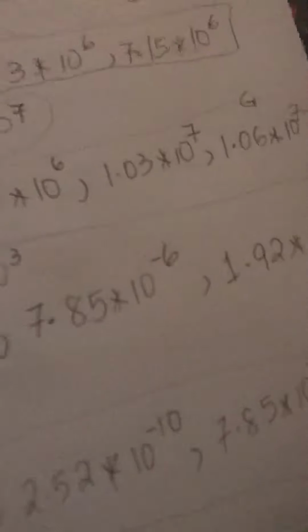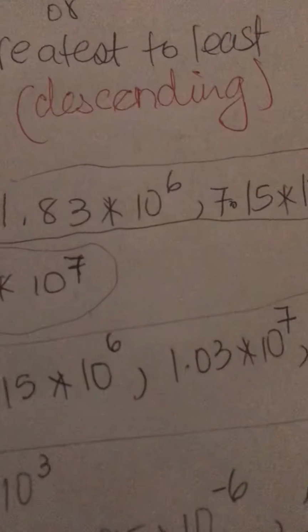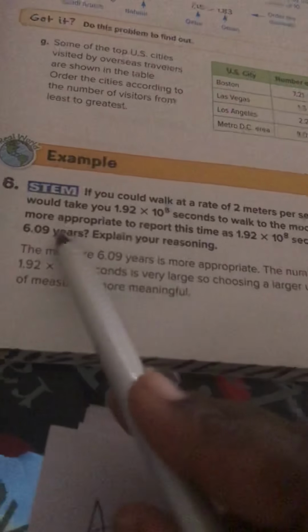Okay? All right. So, you have a problem over here. If you could walk at a rate of 2 meters per second, it would take you 1.92 times 10 to the 8th power seconds to walk to the moon. Is it appropriate to report this time in seconds or in years?